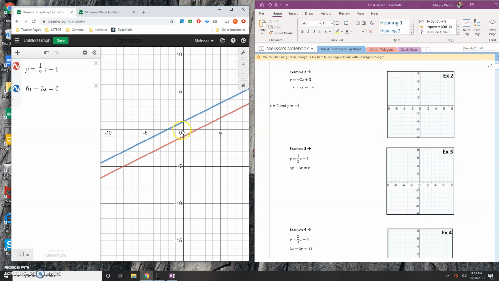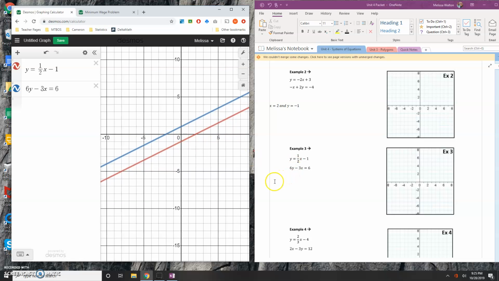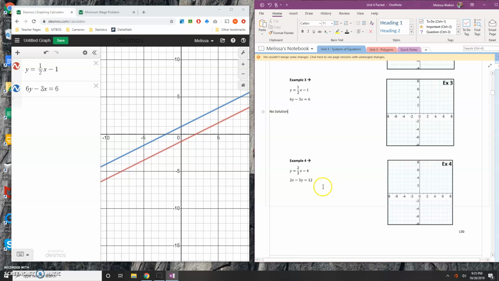So, here's the deal. If there's no intersection, the answer to this one is just simply no solution. There are no values of x and y that are going to make these two equations work. So the answer to this is simply, hey, no solution. All right, and last one here.